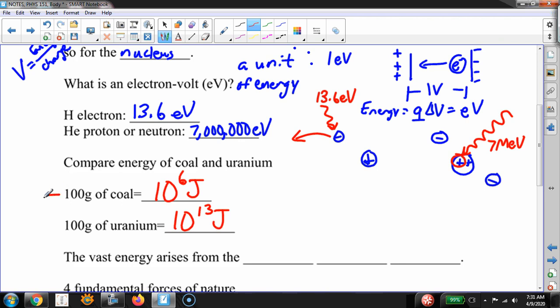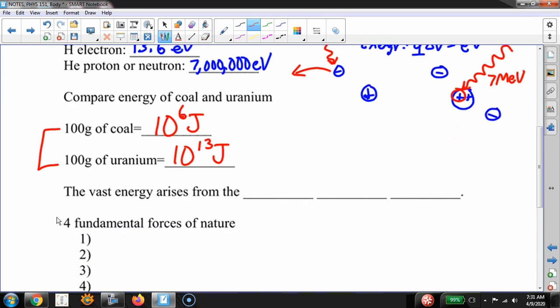So notice here that there's a vast difference between the amount of energy that is contained within the molecules or the atoms of these materials, coal and uranium. And this vast energy arises from something we call the strong nuclear force.